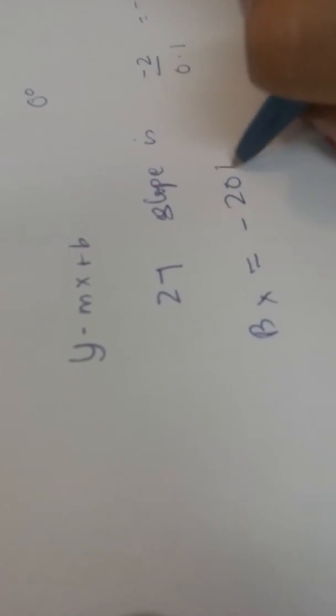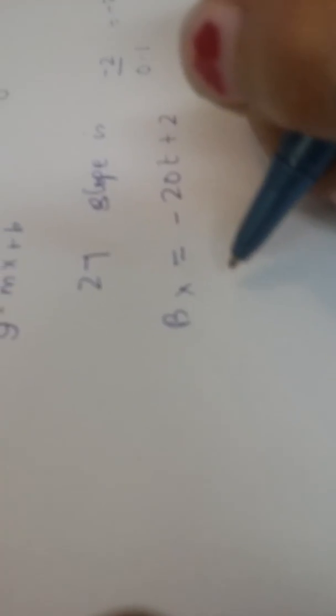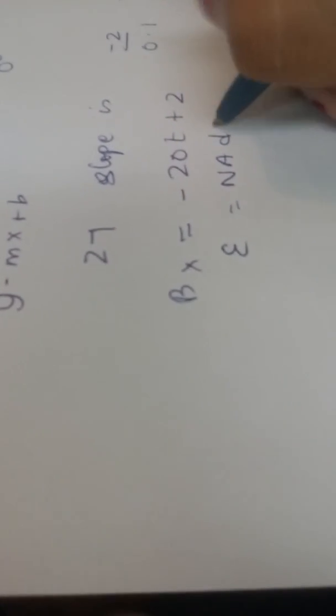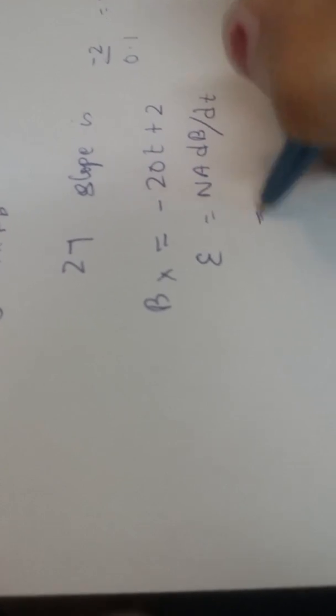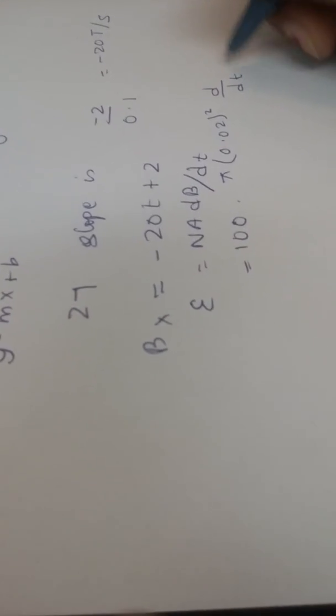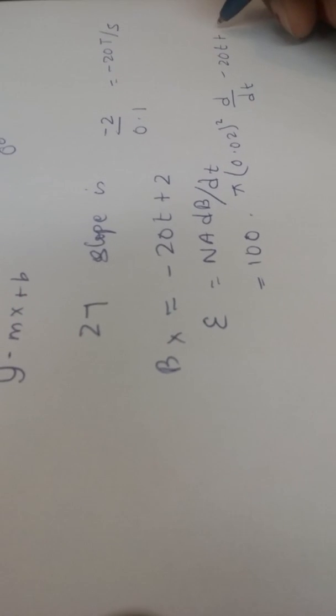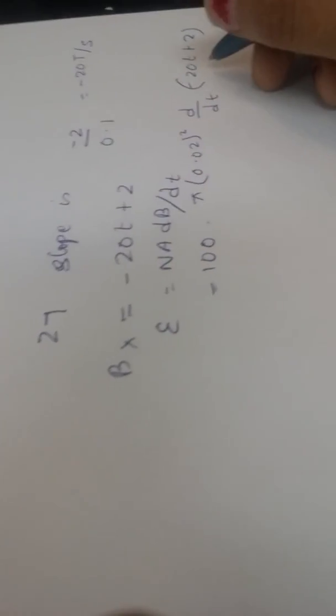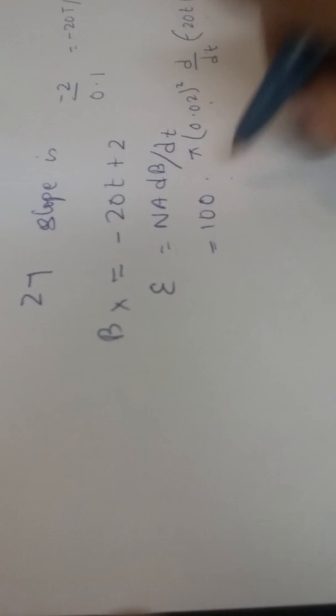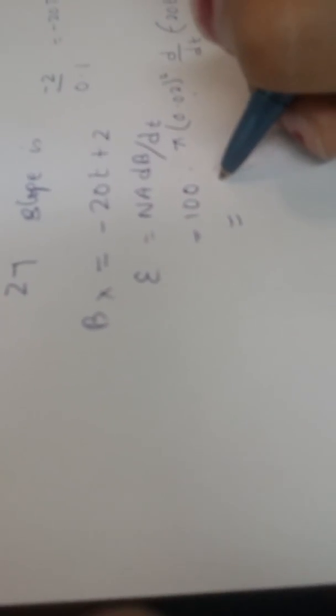Now the magnetic field can be calculated by putting this in the equation of minus 20t plus 2, and putting it back into our previous equation of E equals minus NA dB by dt, where N is the number of turns, A is the area, and dB by dt is the derivative of minus 20t plus 2. Taking the derivative of this and multiplying by these two numbers, we get E is equal to 2.5 volts.